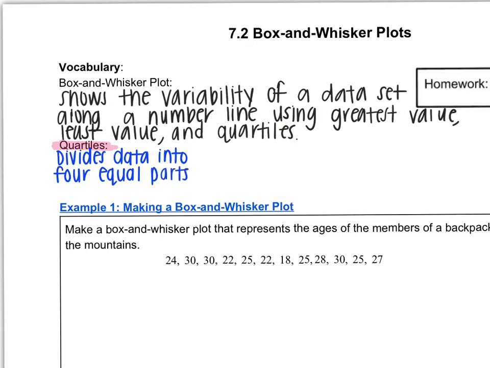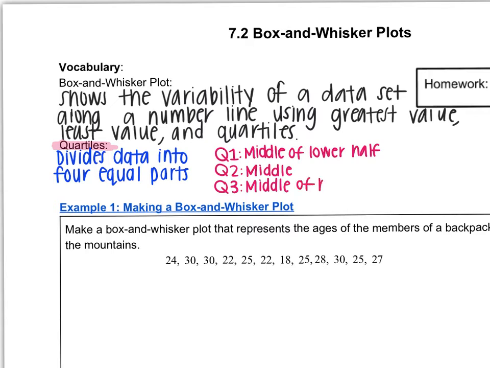So let's talk about how on a box and whisker plot the quartiles will look. So we're going to talk about 3 quartiles, Q1, Q2, and Q3. Q2 is the median or the middle. Okay, so that's how we find Q2. And Q1 is the middle of the lower half, and Q3 then is the middle of the higher half.